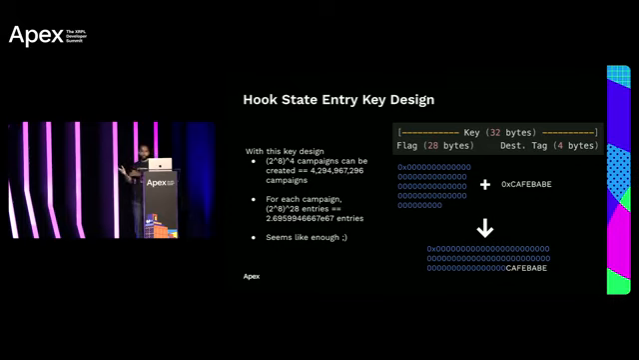So with this key design, you can have 2 to the 8 to the 4 campaigns created. So that's roughly 4.3 billion campaigns. So I think that's quite enough. And then for each campaign, the types of data that you can look up, it's 2 to the 8 to the 28 entries, which is definitely a lot as well. So this looks like a good design.